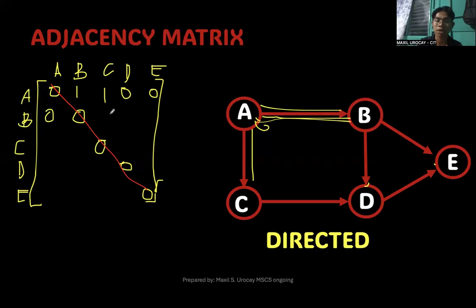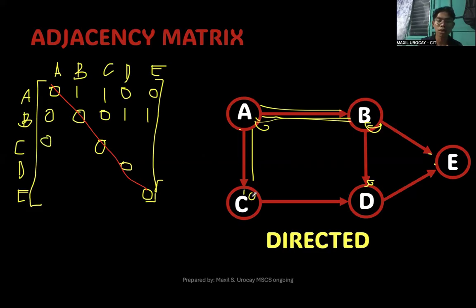For B to B, there's no loop. For B to C, there is no connection, so that is 0. How about for B to D? Yes, there is, so that must be 1. And how about for B to E? Yes, it is existing, that is 1. How about for C to A? C to A is not connected since it's ingoing to C, so that is 0.